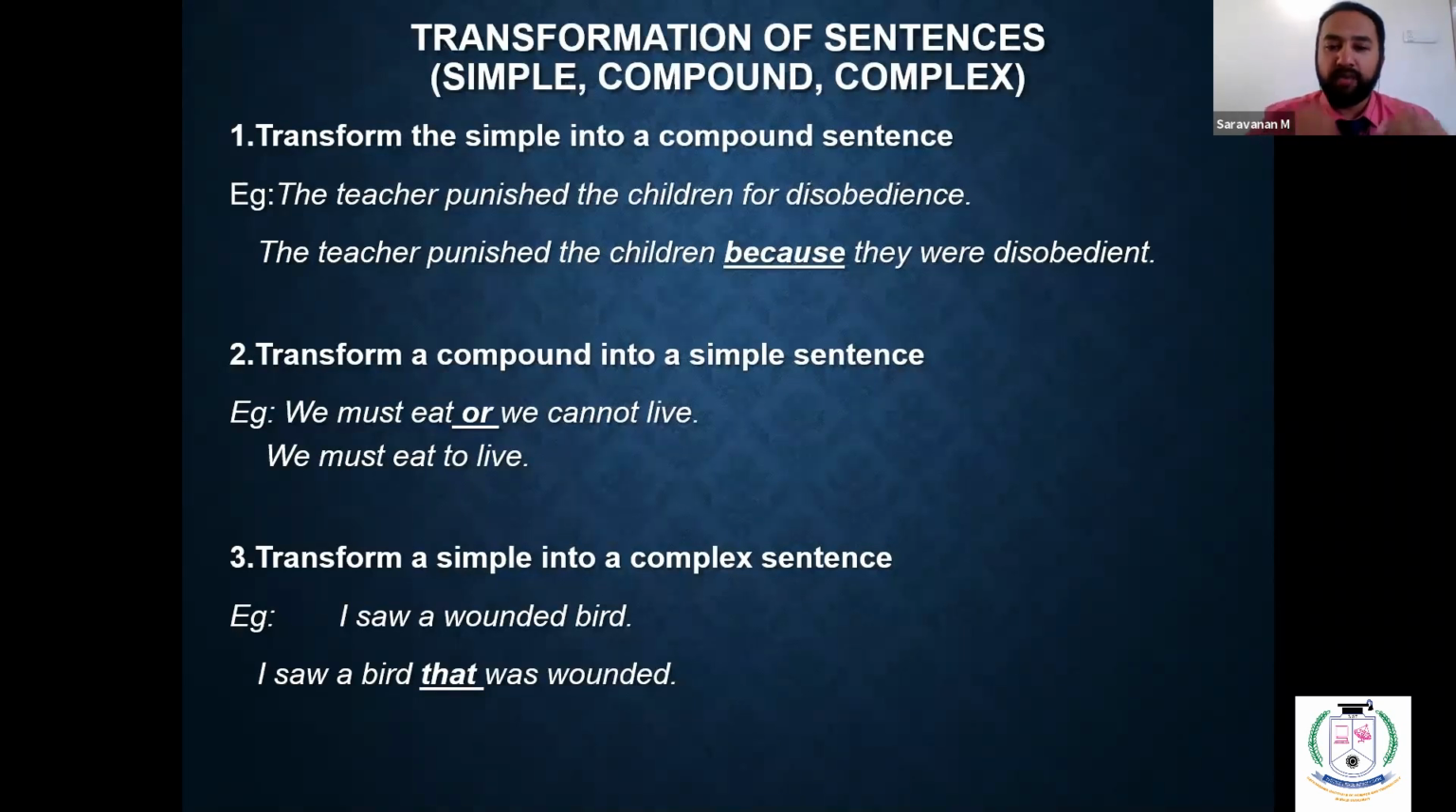Now we are explaining something more about it. We are converting the simple sentence, I saw a wounded bird, into a complex sentence. That is, I saw a bird, using the subordinating conjunction that. I saw a bird that was wounded. So the simple sentence is converted into a complex sentence using the subordinating conjunction that. Clear, all of you? I'm sure all of you are clear.